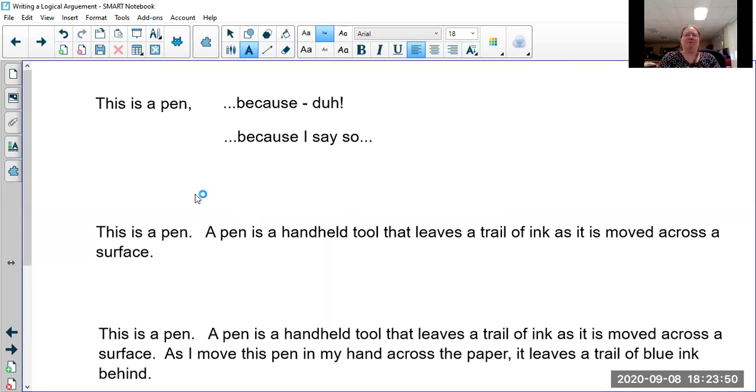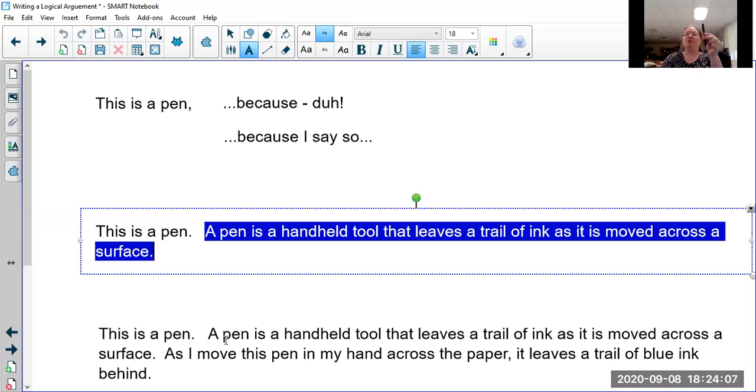There's no argument there if I just make a claim and say this is a pen. I could be mean and just say it's a pen, because duh, or I could be like some adults and go, because I said so, but that's not very helpful. So we're going to define our terms. So this is a pen. A pen is a handheld tool that leaves a trail of ink as it's moved across the surface.